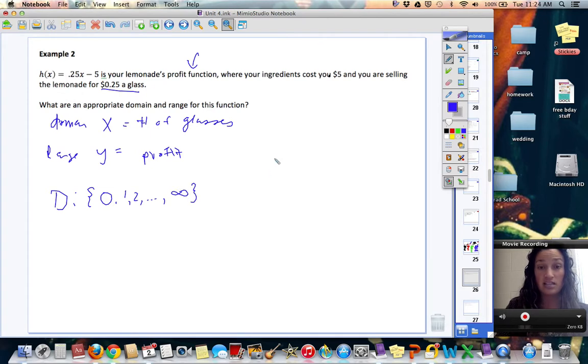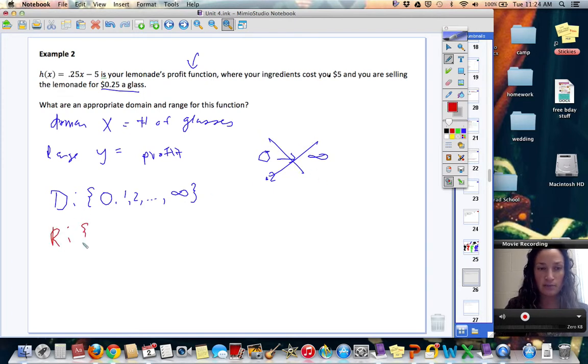So I'm going to put infinity in parentheses. I am not going to write 0 to infinity as a continuous interval, because I can't sell 0.2 glasses of lemonade. I can't sell a decimal lemonade. So this one is every whole number, every integer, between 0 and infinity: 0, 1, 2, up to infinity. It's every single one listed out. It is not a continuous thing.